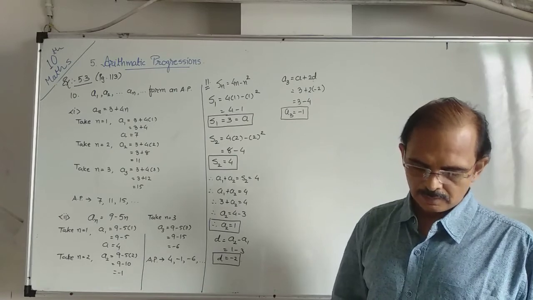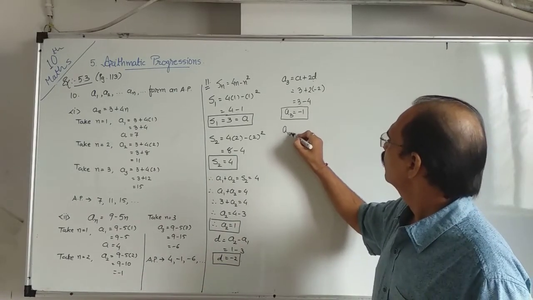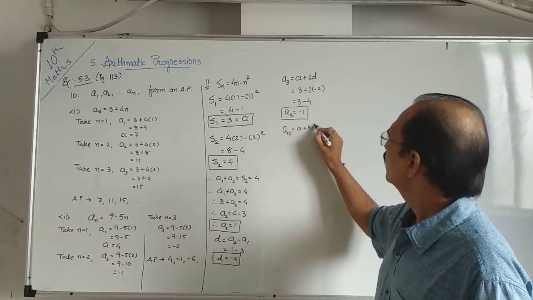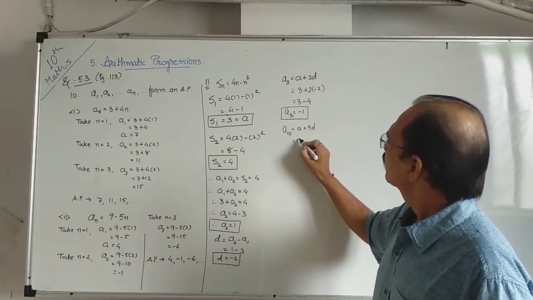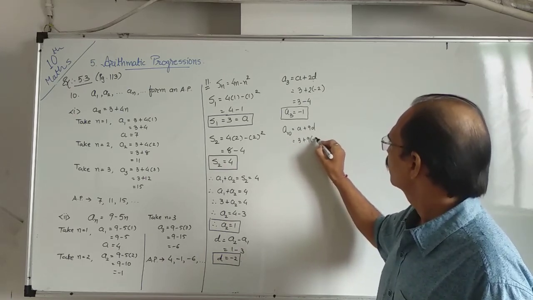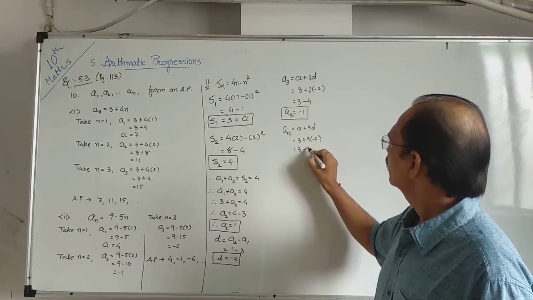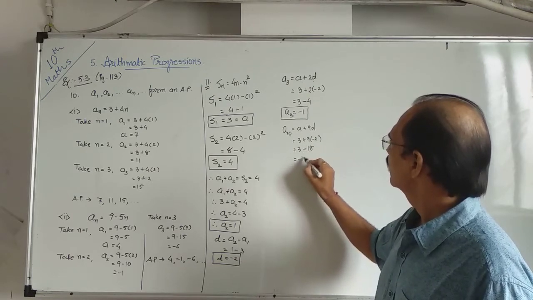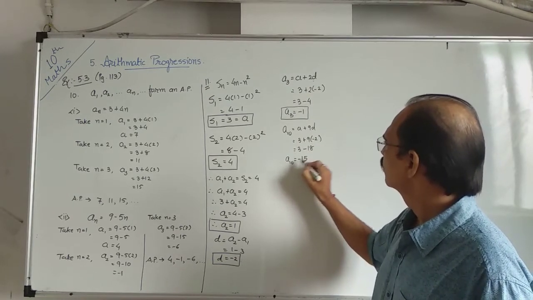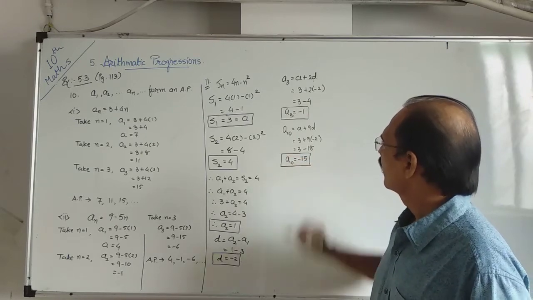Then the 10th term. A10 equal to what? A plus 9D. A is 3, plus 9, D is minus 2. 3 minus 9 twos are 18. That is minus 15. A10, the 10th term, equals minus 15.